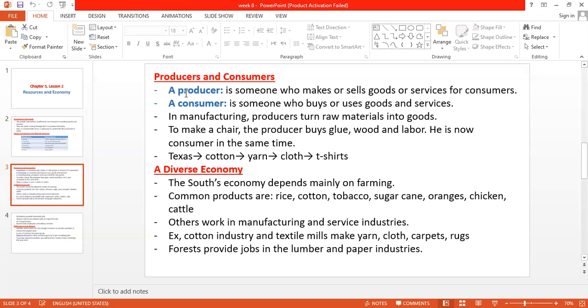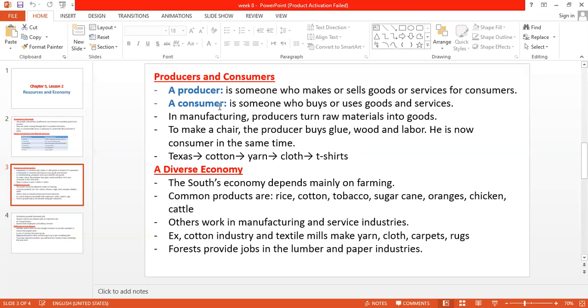Listen, guys, all producers could be consumers. How? I know that producers are people who make goods, but sometimes they use other goods they don't make. If your father has a factory of chairs, but he needs other goods, he needs beds, food, bags, clothes, he needs many things. So he is a consumer at the same time because he uses other goods his factory doesn't make. So all producers could be consumers at the same time, but not all consumers can be producers.